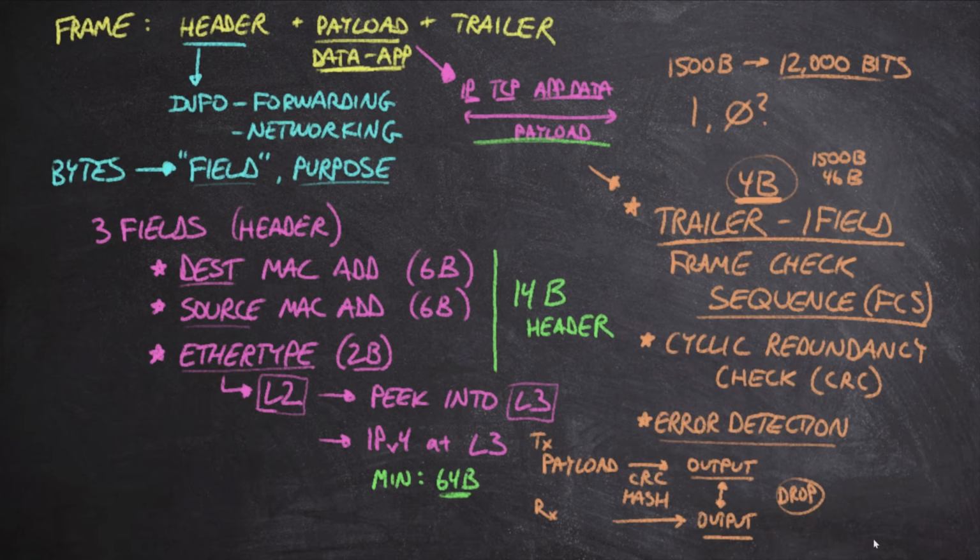So when we come back to this conversation about minimum, the reason that we can get as low as a 46 byte payload here in the middle is because we have a 4 byte trailer and we have a 14 byte header. And when we add this all up, 14 plus 46 is 60, plus the 4 is 64, and that gets us our 64 byte minimum.